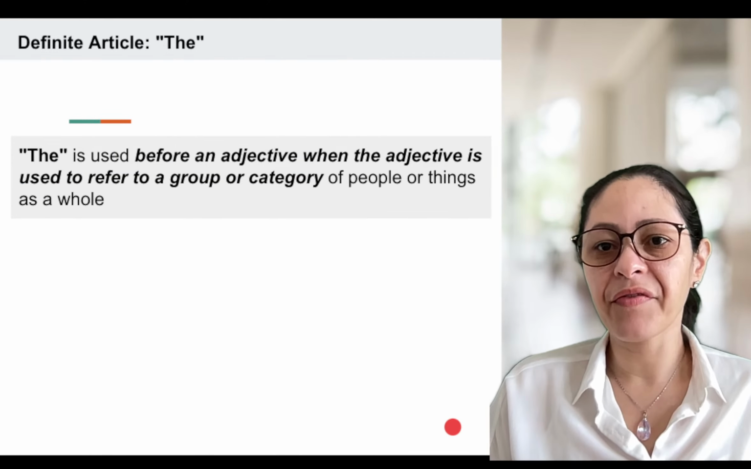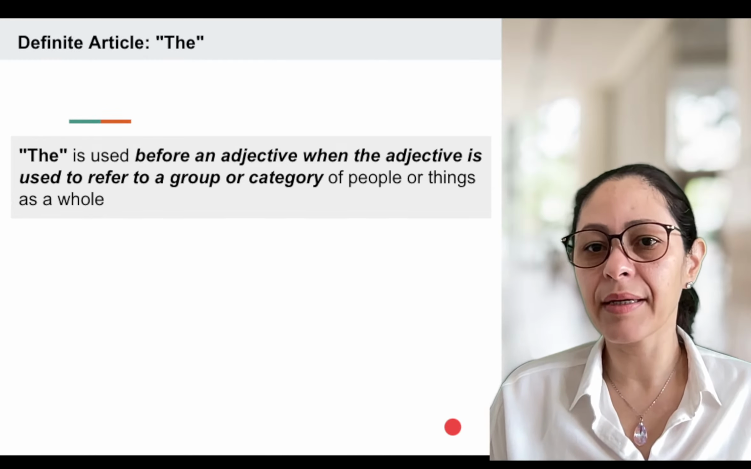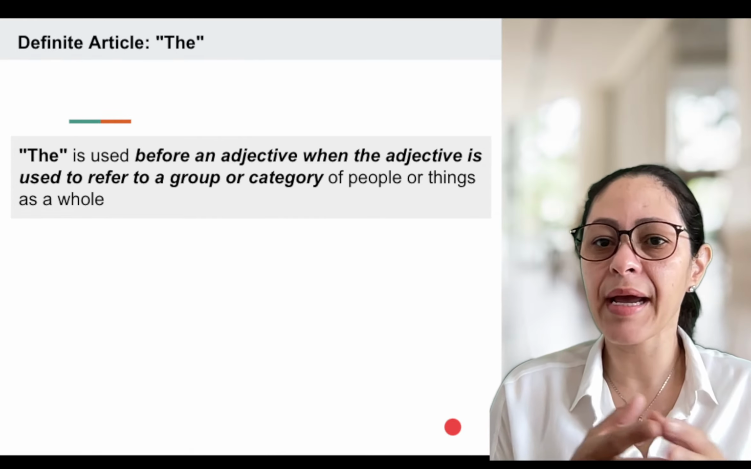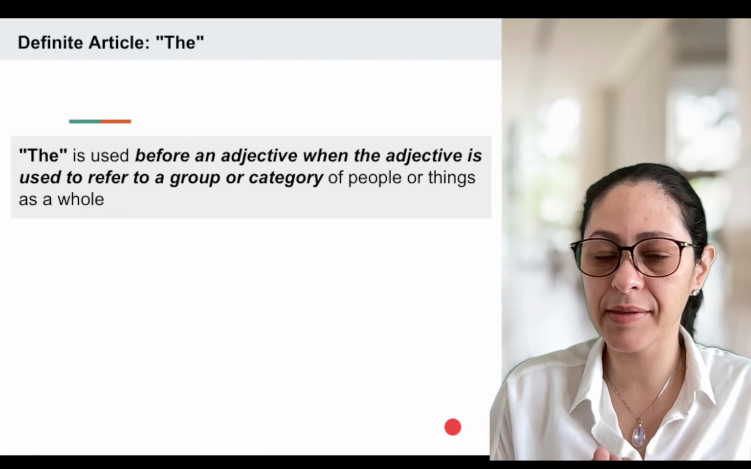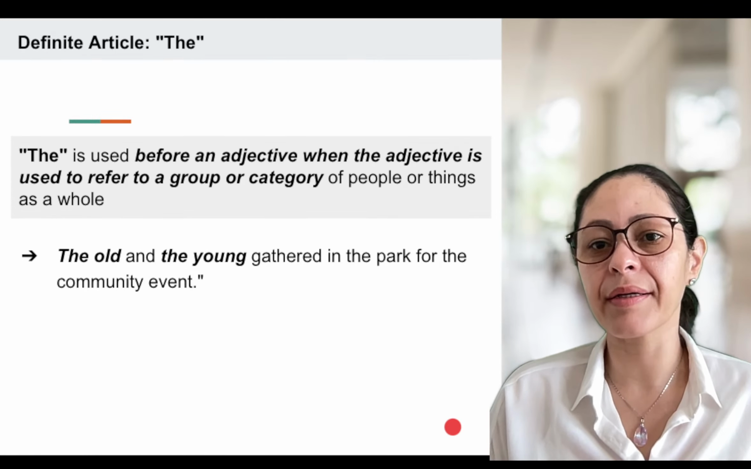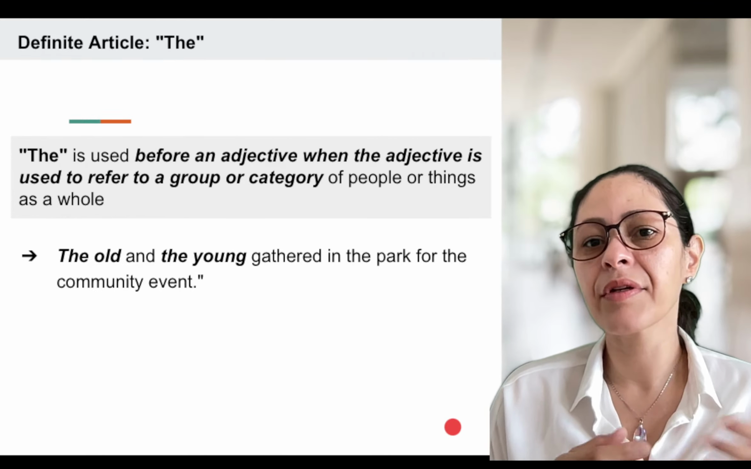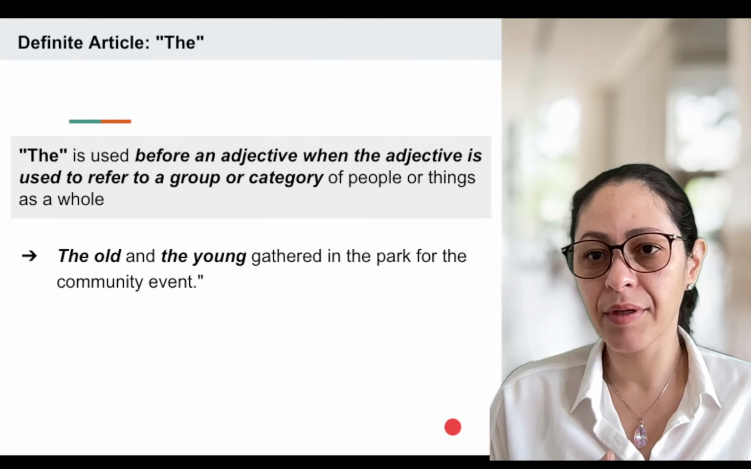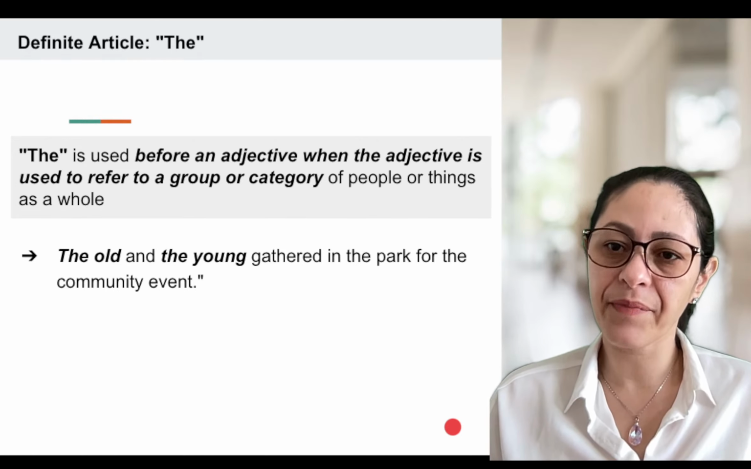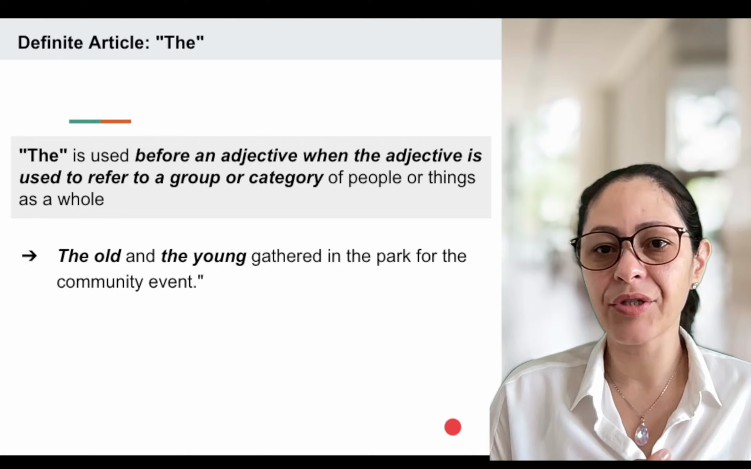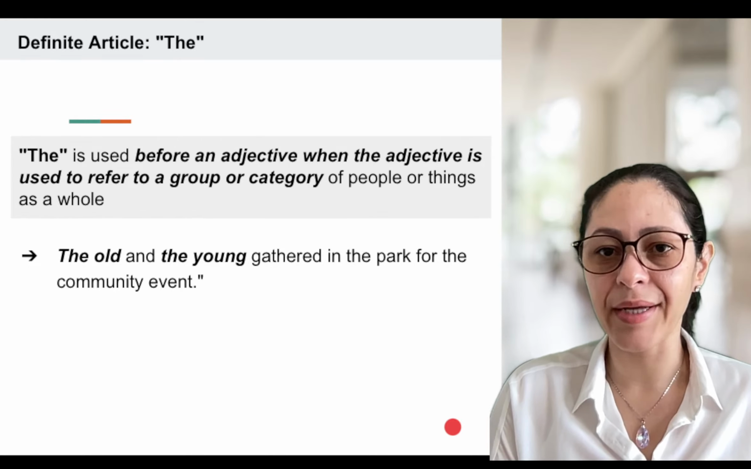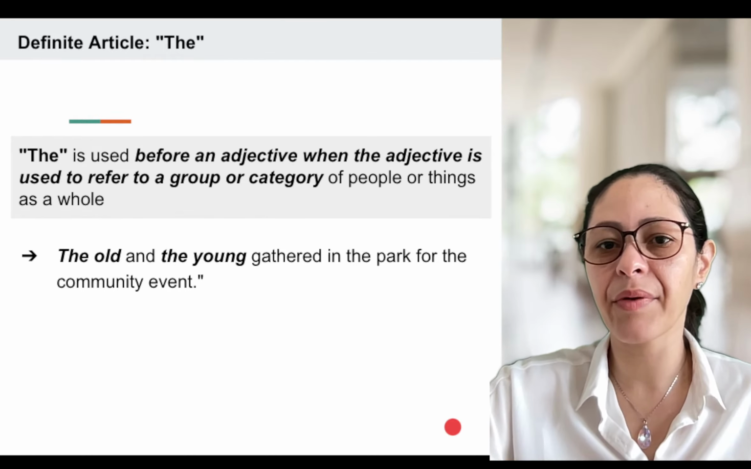We can use the before adjectives, but when the adjective is being used to refer to a group or a category of people or things. Look at the example right here. The old and the young gathered in the park for the community event. So when I use the old and the young, I'm referring to a group of people. So this adjective is referring to a group of people. I must place the before it.